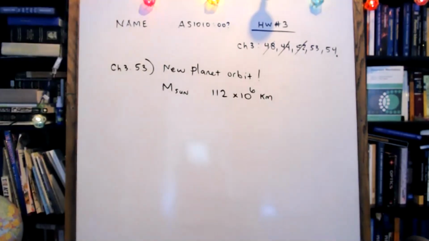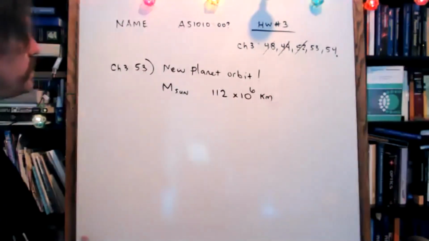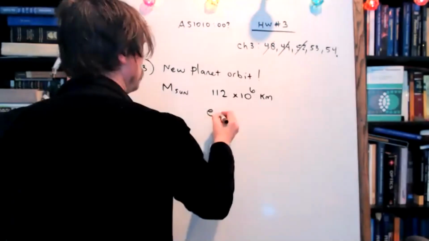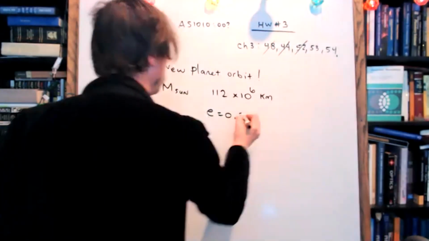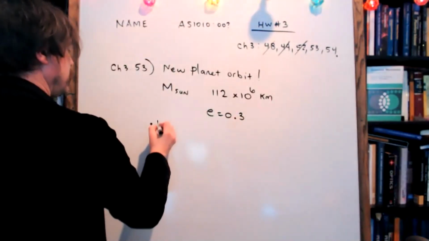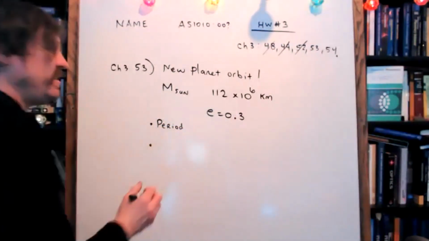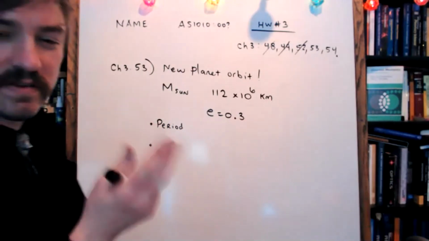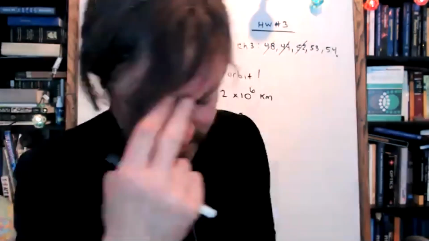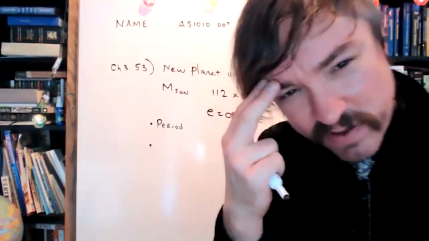Okay, keep going. Its orbital eccentricity is 0.3. Find the planet's orbital period and its nearest and farthest orbital distances from its star. What do we call that again? The nearest and farthest distances to the star. We call that, I can't remember the words. I'm forgetting them.